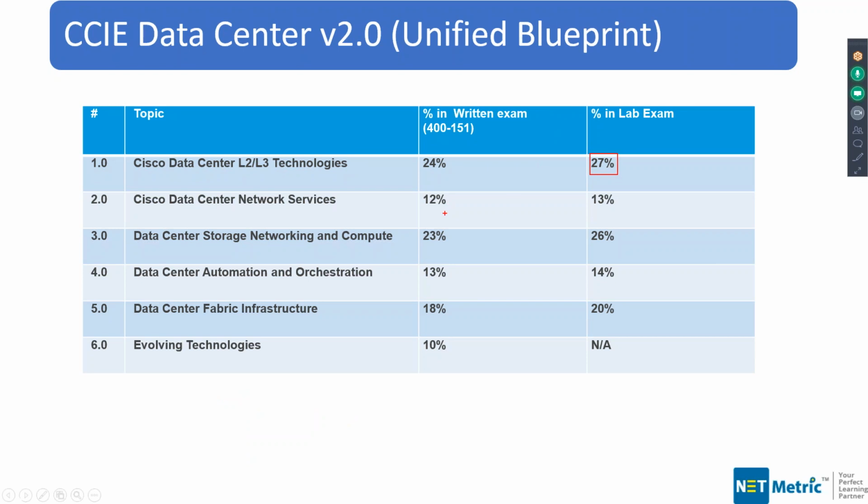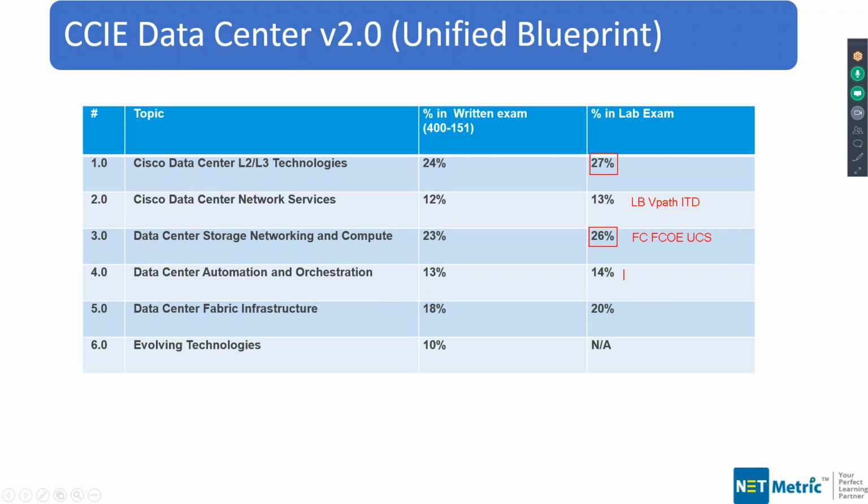Next is data center network services. This actually includes load balancing. You'll have vPath, which is an advanced feature of your Nexus 1000V. We have ITD, that is called Intelligent Traffic Director, and we have policy driven Layer 4, Layer 7 services. Next, the third domain is data center storage, networking, and compute. This includes 26% in the lab, 23% in the written examination, and it covers FC, FCoE, and UCS components. The fourth one is data center orchestration and automation.